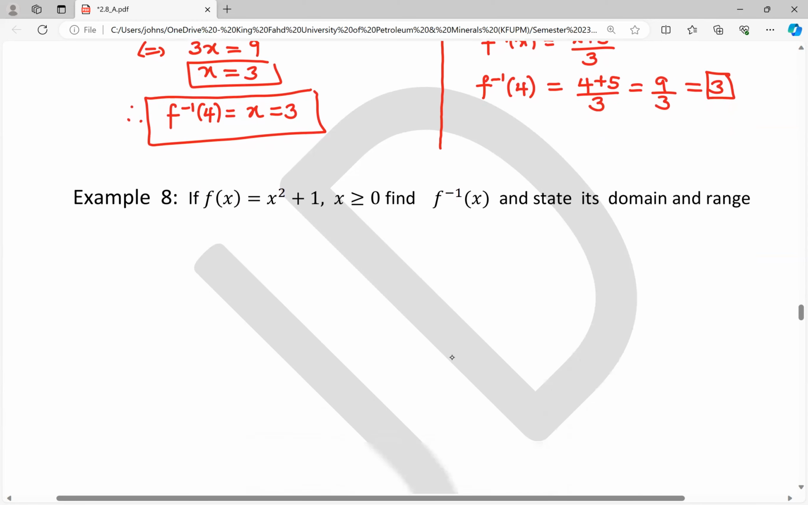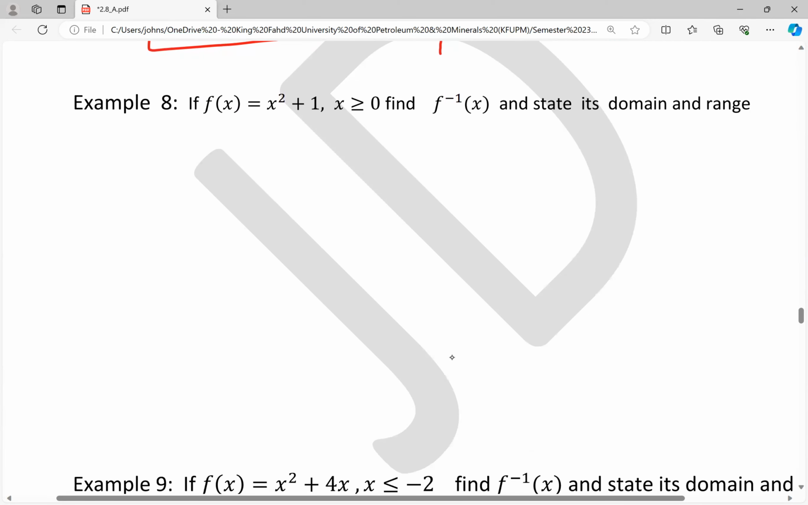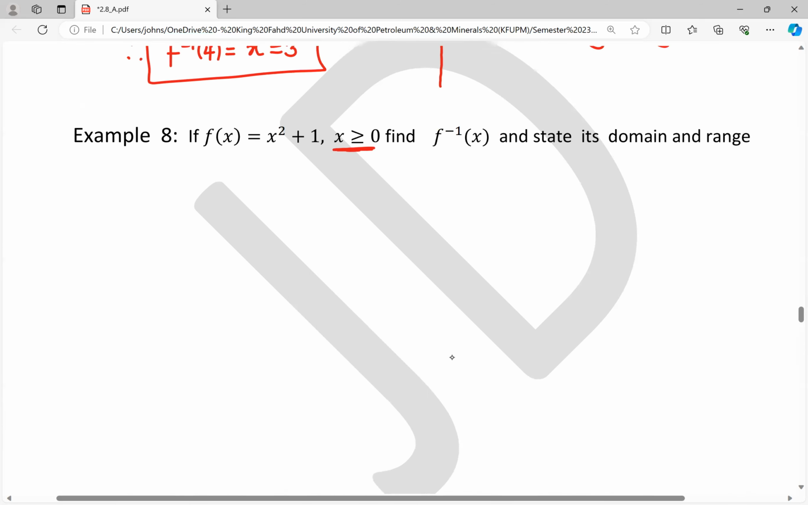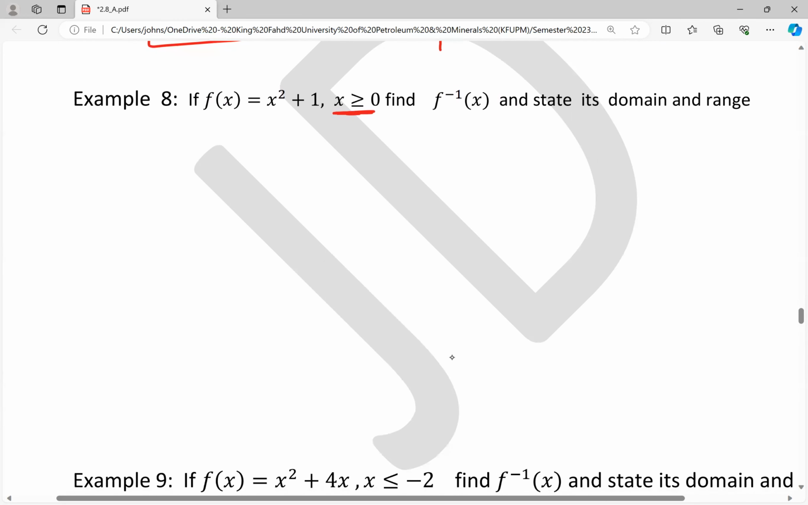All right, so let's go to example 8. Very interesting question. It says that f of x is x squared plus 1, x greater than or equal to 0. In this type of question, you have to take note of this condition. Most of the time, the condition given is to make sure that your function is 1-to-1. Because x squared plus 1 is a parabola opening up, it cannot be 1-to-1 except you have this restriction, right? And here it's interesting to see that we want to find the domain and the range of the inverse function.